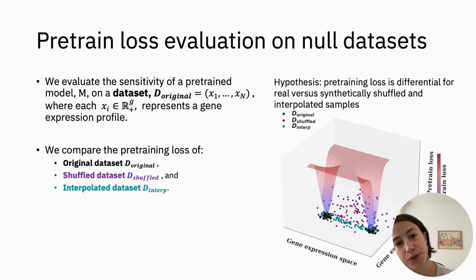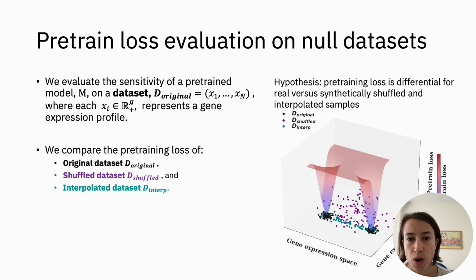Okay, so to evaluate this, we use SAGPT pre-trained on human single-cell data. We compare the quality of the model's predictions on 3 types. So first, the original unmodified expression profiles. Then we have the shuffle data, where we shuffle the gene identities. And last is the interpolated data, where we look at linear combinations of profiles according to the cell type origins.